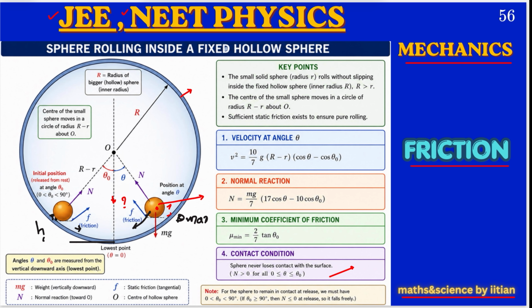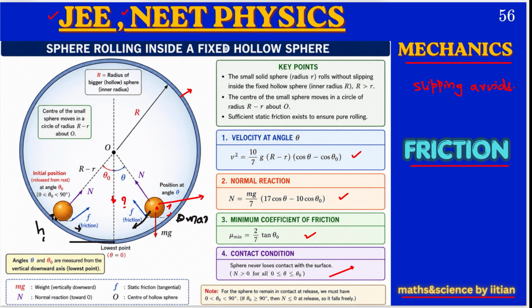Second, we have to find out the velocity at any angle theta of the solid sphere inside the hollow sphere, and what is the normal reaction, and what is the minimum coefficient of friction that is required so that slipping is avoided. It's a very good example.